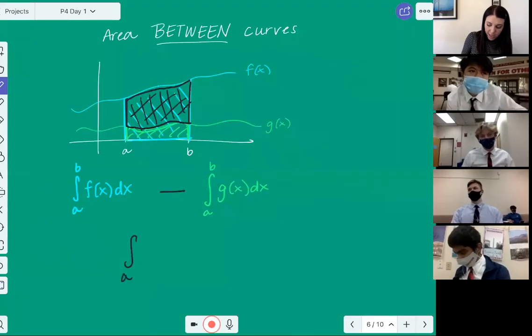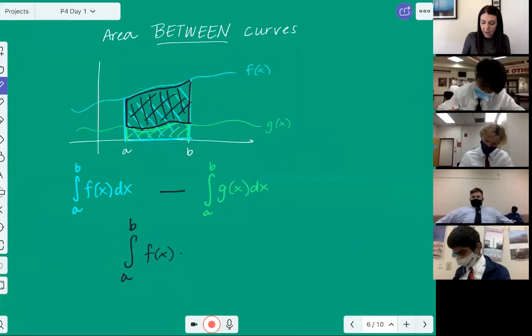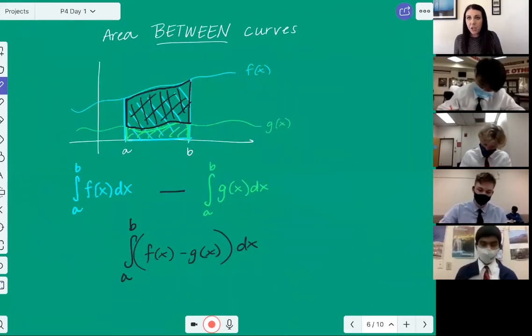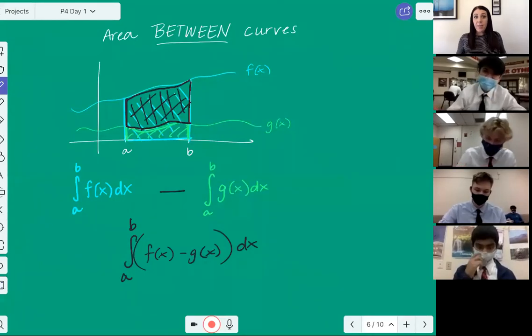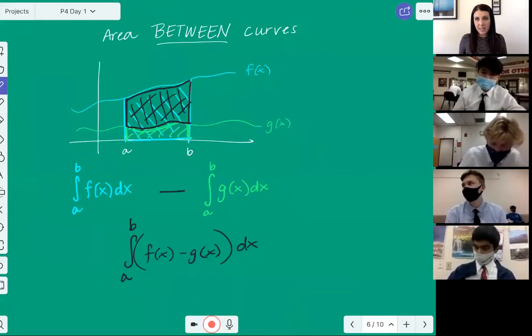So I can make one integral, that would be the area from a to b, or I'm sorry, the integral from a to b of f of x minus g of x, all with respect to x. If you forget your dx, I've stopped grading, no credit. Make sure you don't forget your dx. Okay, that would be the area between those two curves. Hopefully that logically makes sense.